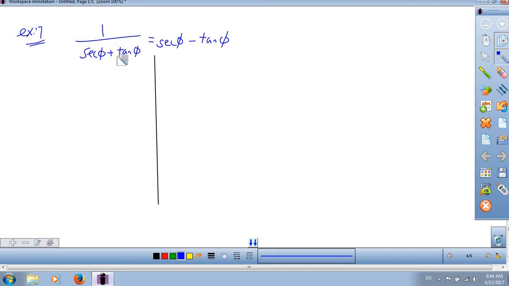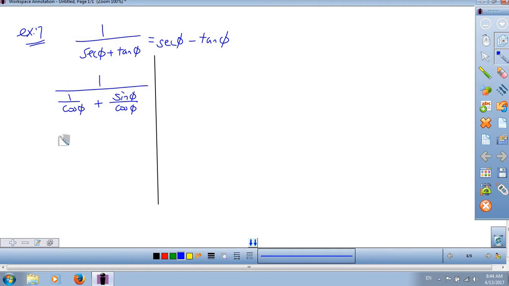Alright, so let's start with this 1 over secant phi plus tangent phi. One way we can do this is convert them in terms of 1 over cosine and sine over cosine. Okay, that's always a good idea. So now we can combine the expressions, because everything has to do with cosine, right?